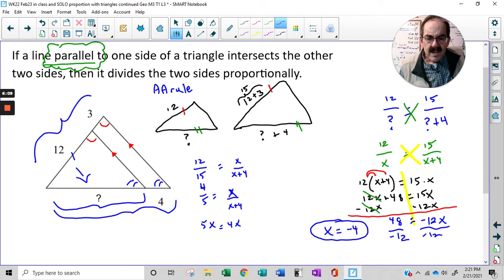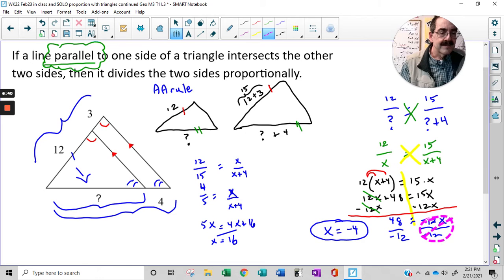For Pete's sake, Monty. Good grief. Alright. 15x minus 12x is 3x. Divide by 3, divide by 3. Alright. So I messed up. Okay. Divide by 3. X equals 16. Wow. See? Even the great Monty makes a mistake.